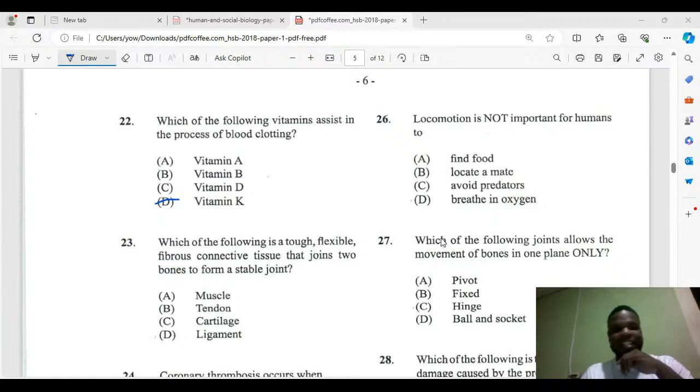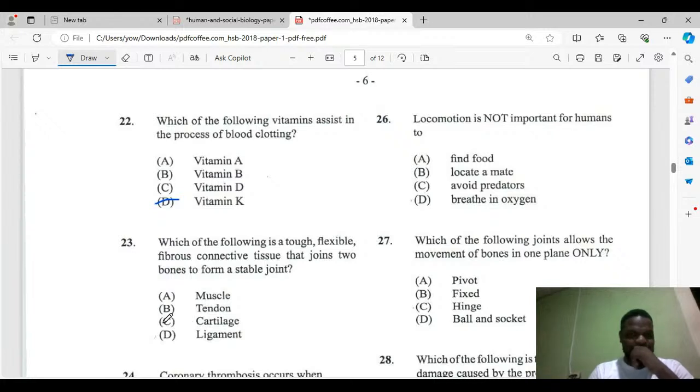Muscle to bone. Excellent stuff. So tendon is muscle to bone. Tendon is muscle to bone. What's the function of the cartilage? What's the function of cartilage? Right, it reduces the friction between joints. Excellent stuff, Tiana. Let's go.